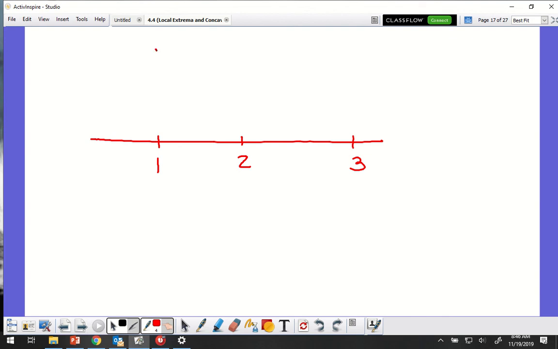Okay. What about 3? Let's do 3. What do we get? It's positive, right? That's going to be a minimum, right? So I'm going to do it like this. So I'm going to put a dot right there. Okay? So just doing concavity, let's say it looks like this. So, like that. Something like that.